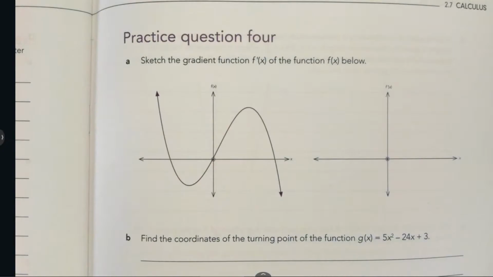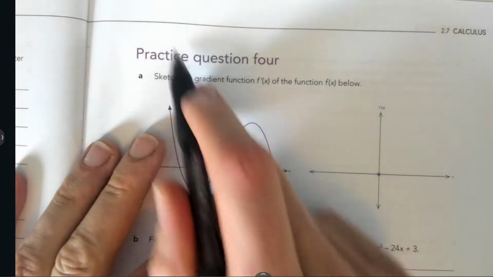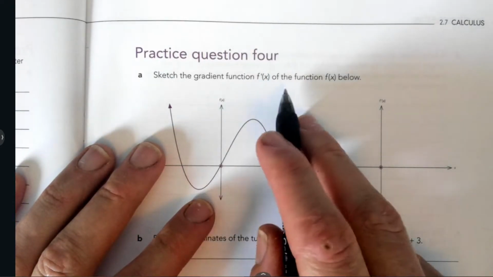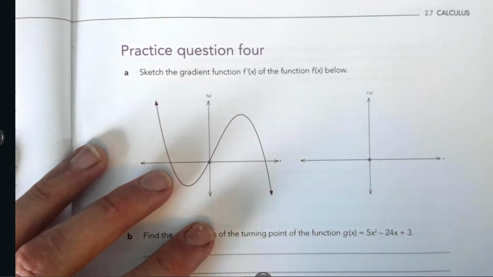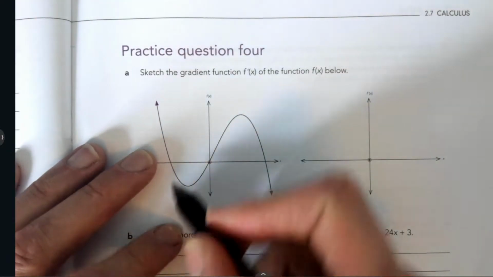This is from pages 87 and 88. Okay, first of all, sketch the gradient function f dash of x of the function f of x below. These are a lot better if one of them is above the other. Doing it side by side is kind of annoying. Anyway, what do I notice?